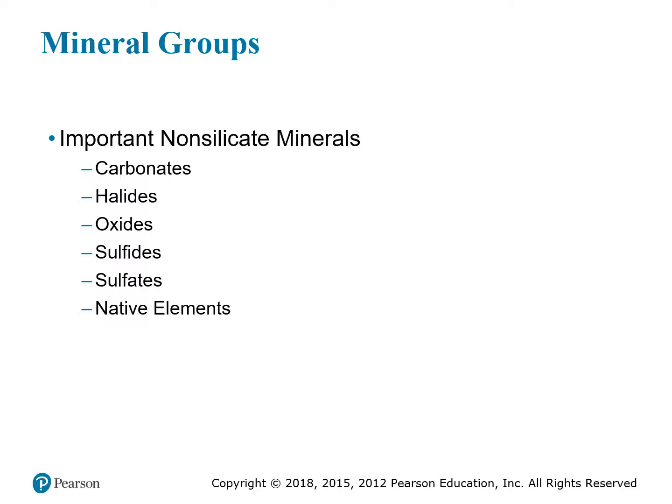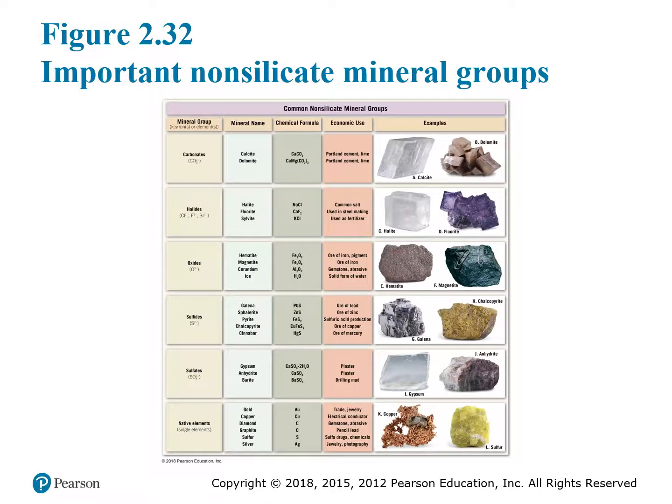Some non-silicate minerals are also in this chapter, things which are not part of a silicon tetrahedra type structure. Minerals which are considered carbonates, halides. A good example of a halide is rock salt or sodium chloride. Oxides, sulfides, sulfates, and of course native elements. A native element such as gold is considered a non-silicate mineral. And again, looking at the book, you can see these pictures and details much more closely.